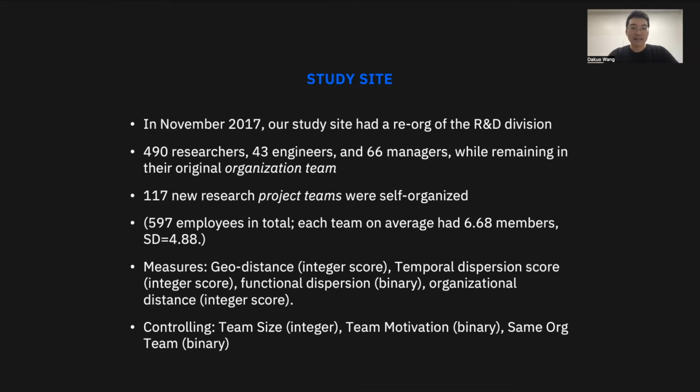Because we have access to these 117 teams' composition, we also have each of these employees' organizational position in the organization hierarchy chart, so that we can calculate all the following 4 measures: geo distance, temporal distance, functional distance, and organizational distance. In addition to these 4 primary factors, we are also interested in controlling the following 3 factors: team size, team motivation, and the same org team using binary measurement.